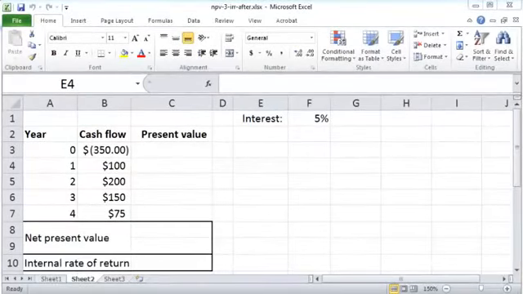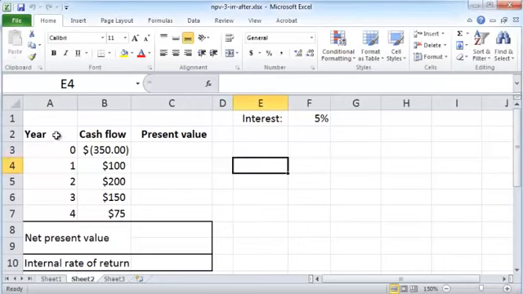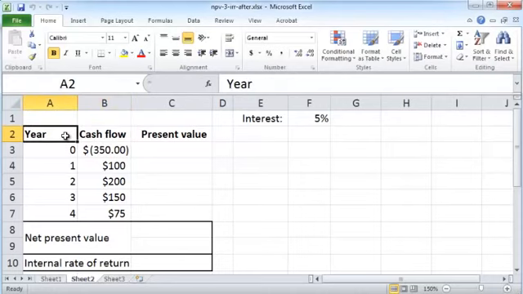Hello and welcome. In this screencast, we'll take a look at net present value and internal rate of return, both very important concepts in introductory finance. So let's get started with this simple spreadsheet here that gives you a bunch of cash flows that occur in various years, year 0, 1, 2, 3, and 4.